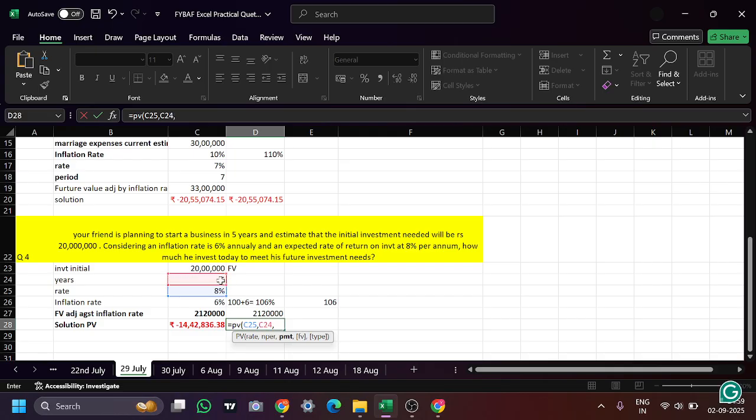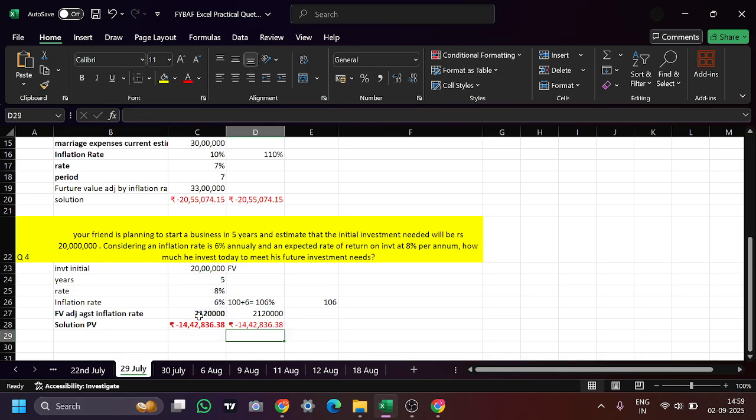PMT is nothing but the payment made each period. It is not mentioned, so comma 0. Then the future value, this we should use, comma, type as 0 as optional. Done. With this you will get the present value of the investment as 14 lakhs 42,836.38.